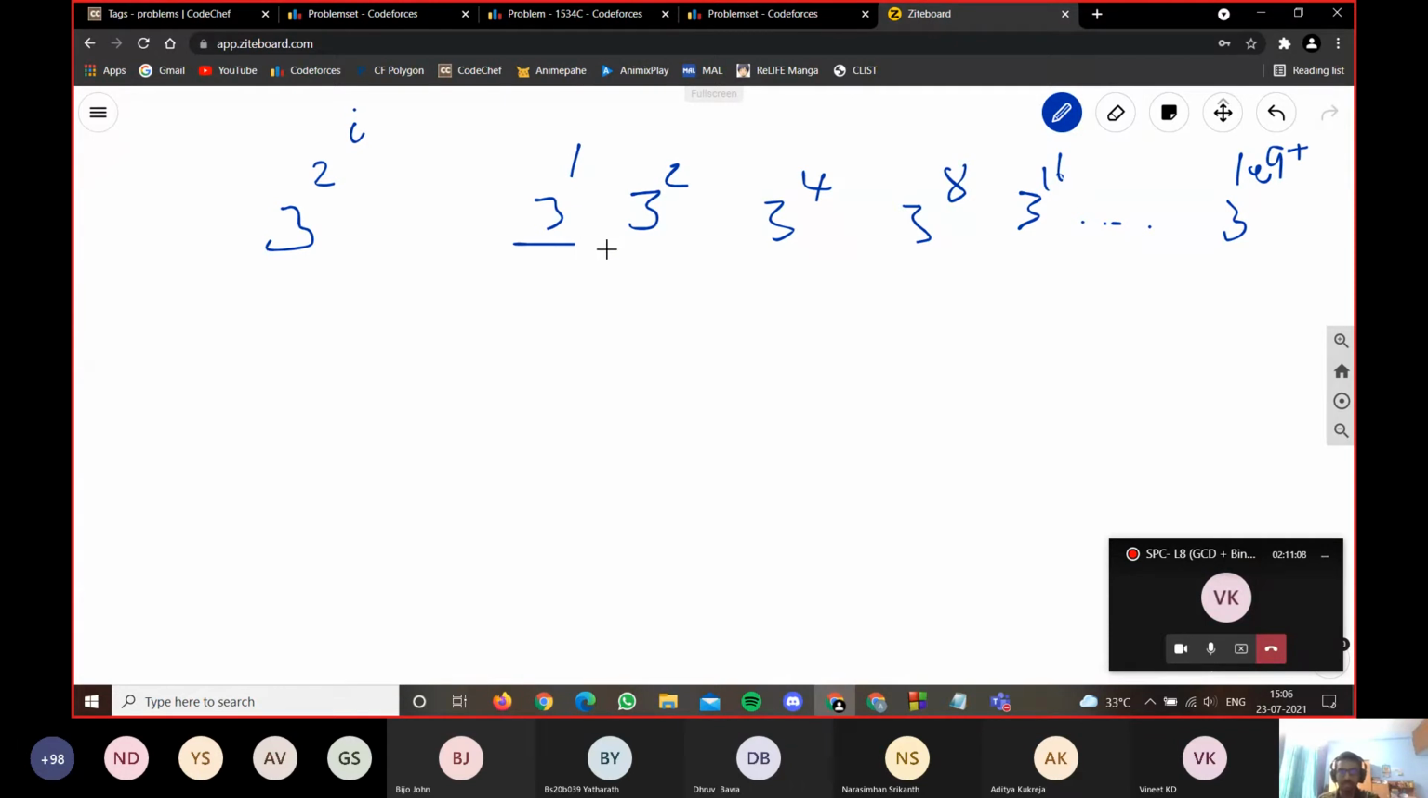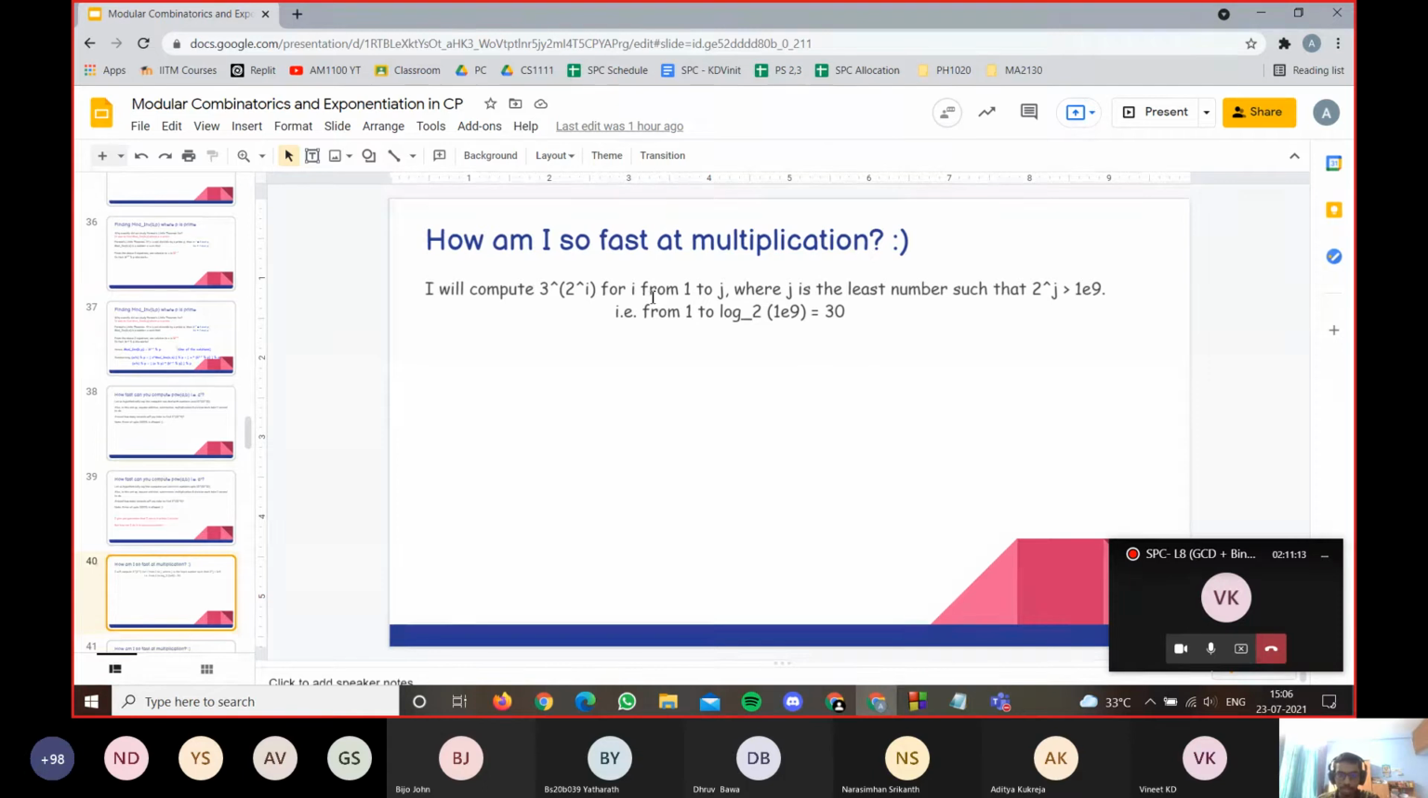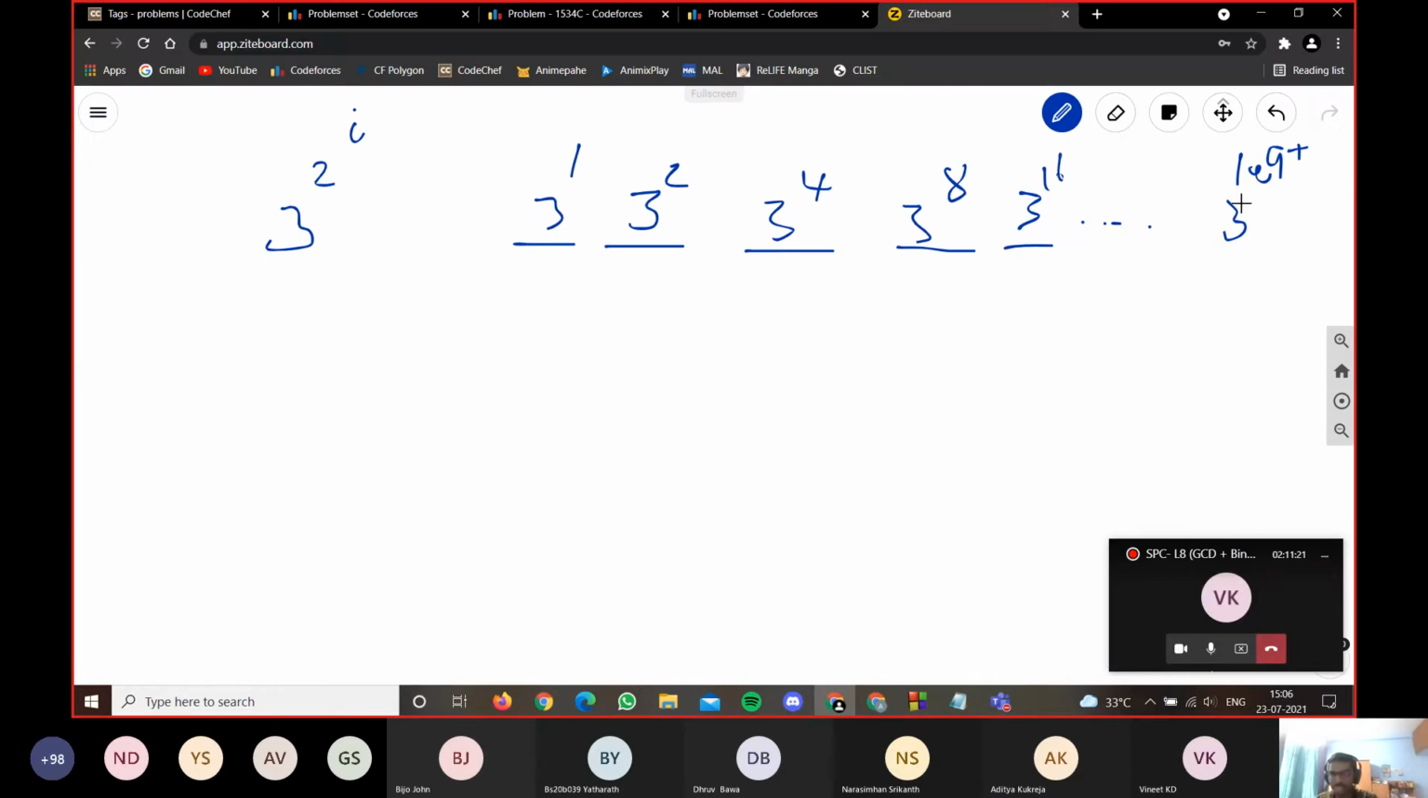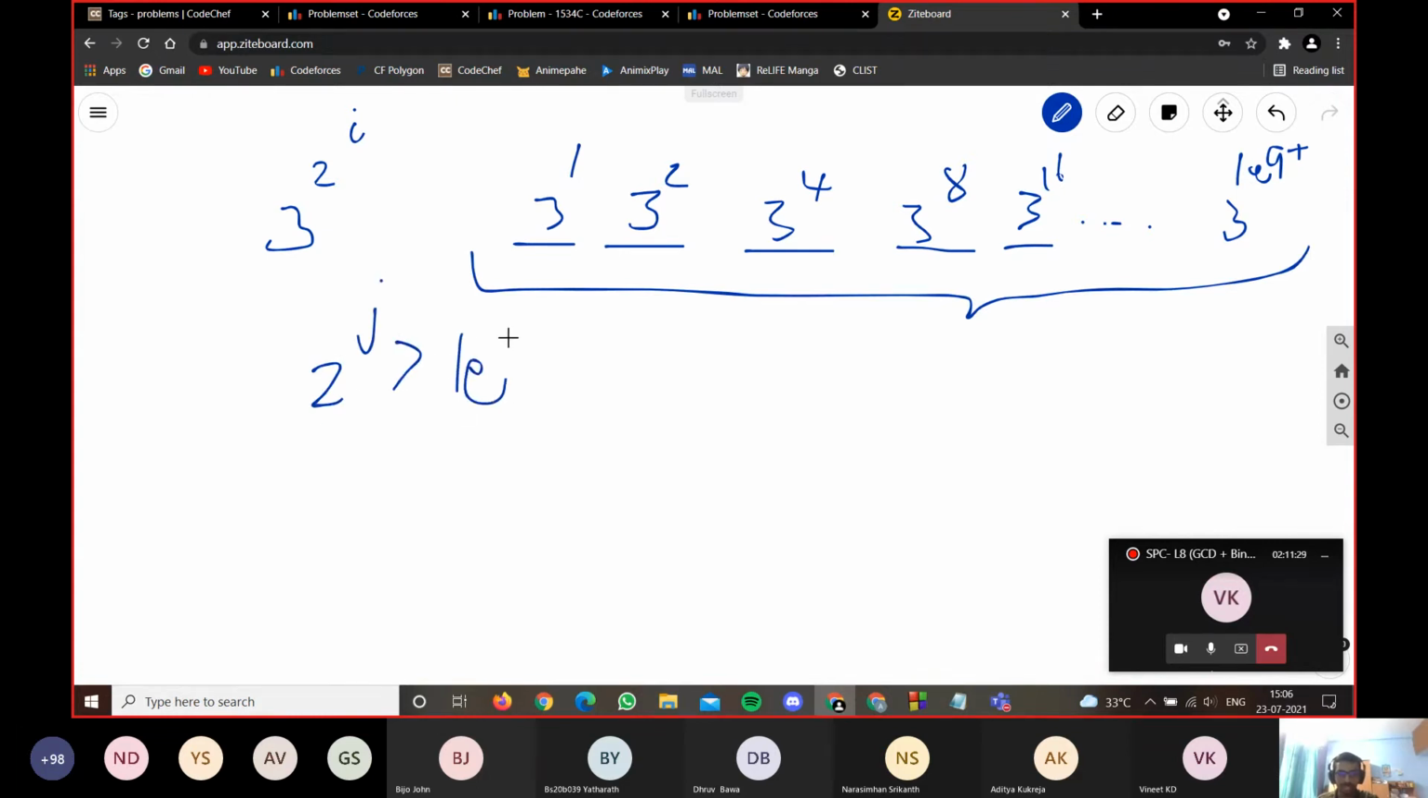So I'll find 3 power 1, 3 power 2, 3 power 4, 3 power 8, 3 power 16, and I'll keep finding 3 power 2 power i for i from 1 to j, where j is the least number such that the power exceeds 1e9. How many numbers am I creating? 2 power j should be just greater than 1e9, so j will be greater than log 1e9 base 2. Excuse the bad handwriting, it's the mouse. I think this should be around 30. I'm not sure if it's 31 or 32, but assume it's around 30.